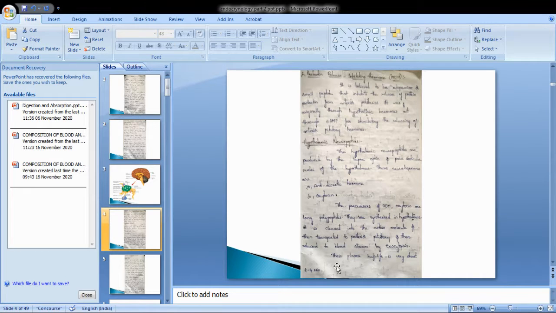Their plasma half-life is very short, that is 2 to 4 minutes.